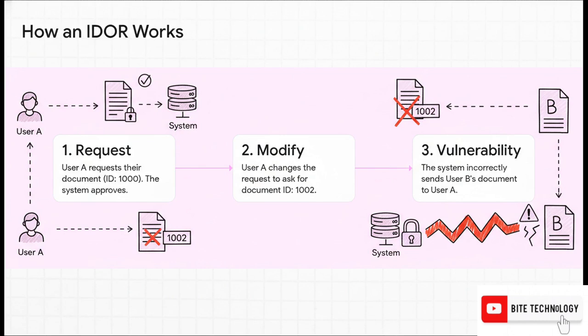Here's the classic example. User A logs in and asks for their own document, which has an ID of 1,000. The system checks, confirms it belongs to them, and sends it over. All good. But then user A gets a little clever. They modify that request, changing the ID from 1,000 to 1,002. A vulnerable system doesn't recheck who owns that document. It just grabs document 1002, which belongs to user B, and sends it straight to user A. That's an IDOR. Simple as that.